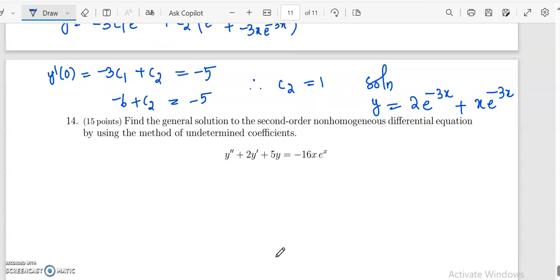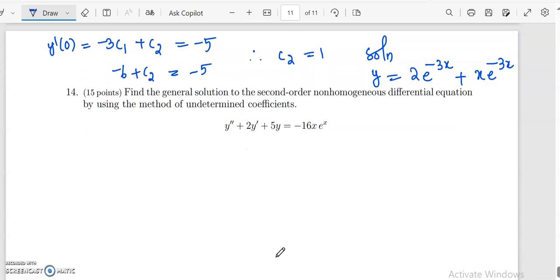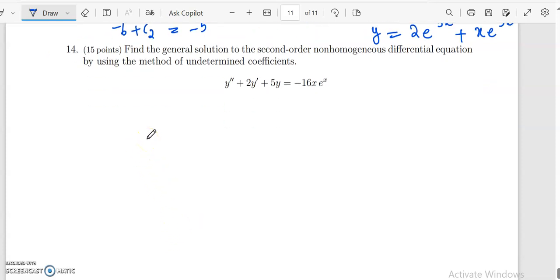And the next one, again we need to use the method of undetermined coefficients to find the general solution. So the general solution will be of the form complementary function plus particular integral. By complementary function we mean a solution of the associated homogeneous equation, and particular integral is any solution of the non-homogeneous equation. So here we'll start with y double dash plus 2y dash plus 5y equal to 0.